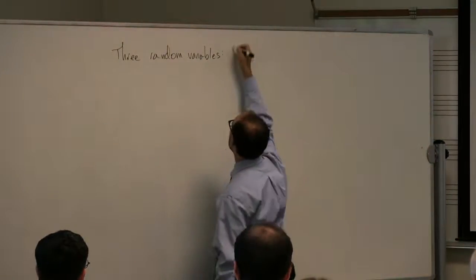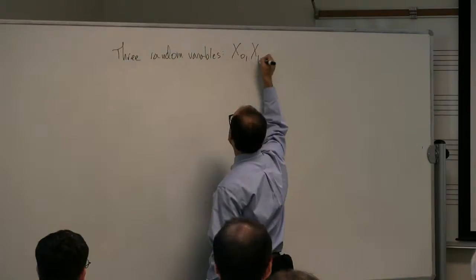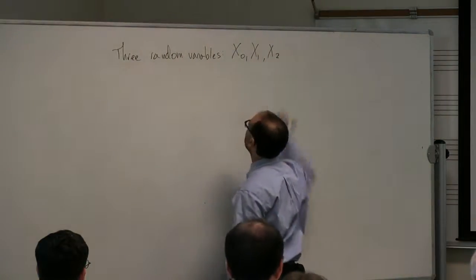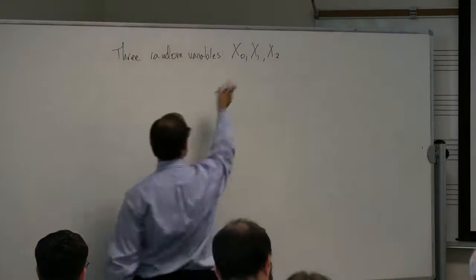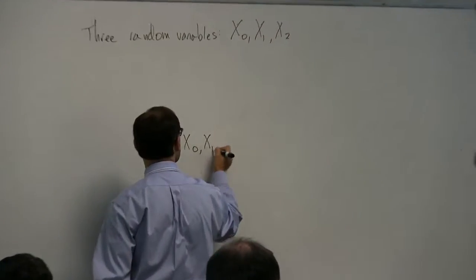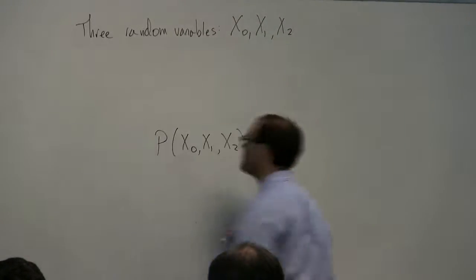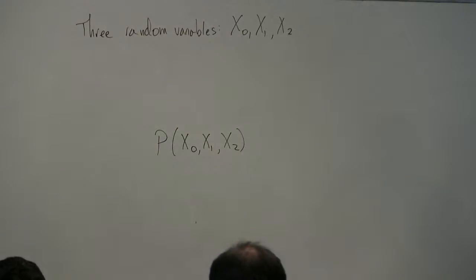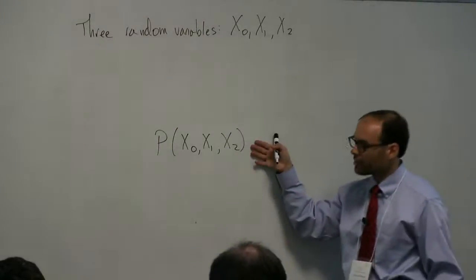What 3 random variables do I have? x0, x1, and x2. Okay, and so what is the space of probability measures? Here it is. Here's the space of probability measures on those 3 random variables, joint probability random variables.